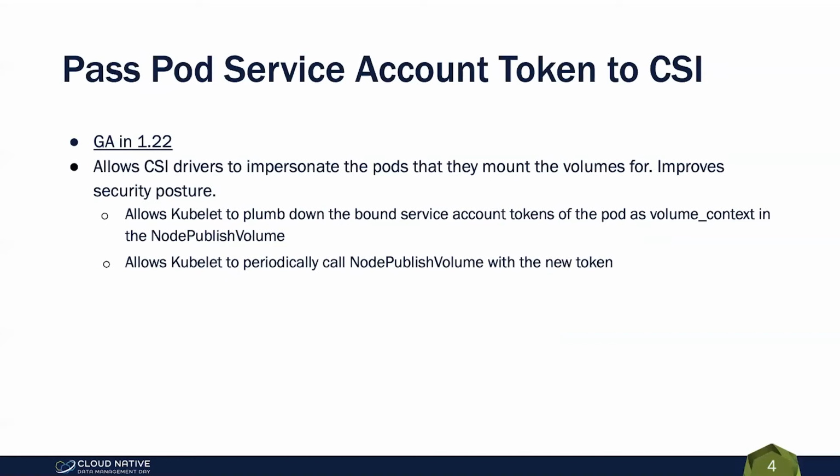The next feature I'm going to talk about is pod service account token. This feature moved to GA in 1.22 release. This feature allows CSI drivers to impersonate the pods that they mount the volumes for. This improves the security posture in the mounting process without handing out unnecessary permissions to the CSI driver's service account.